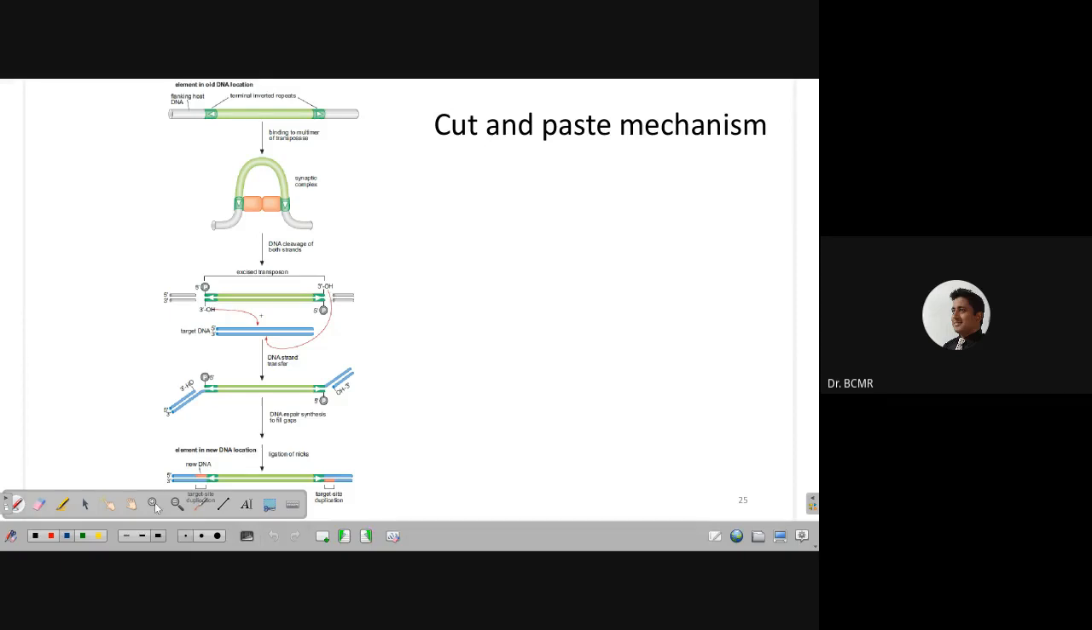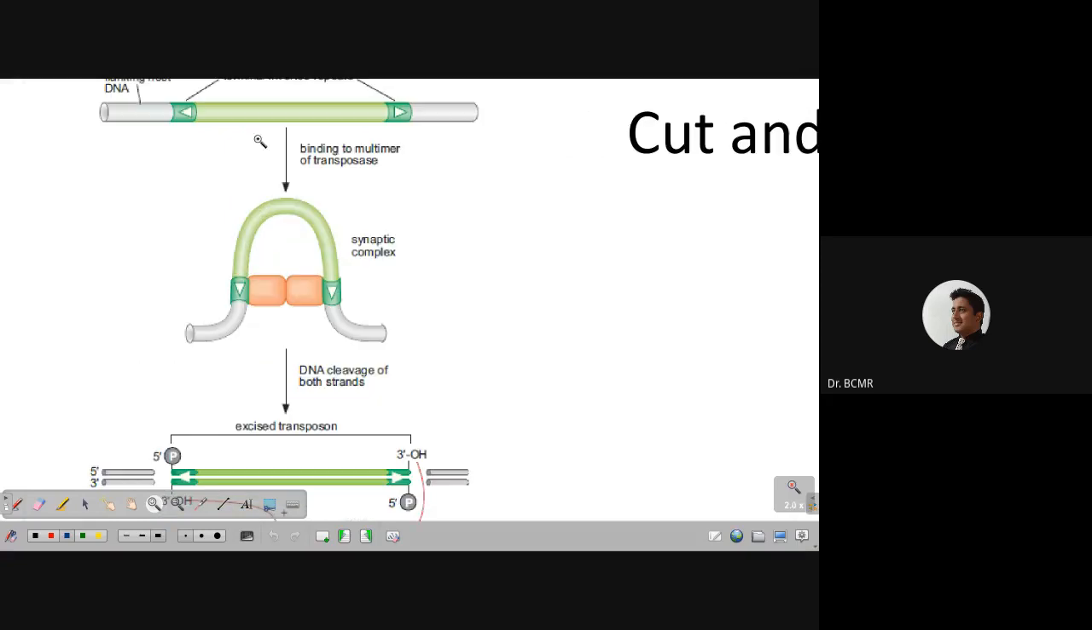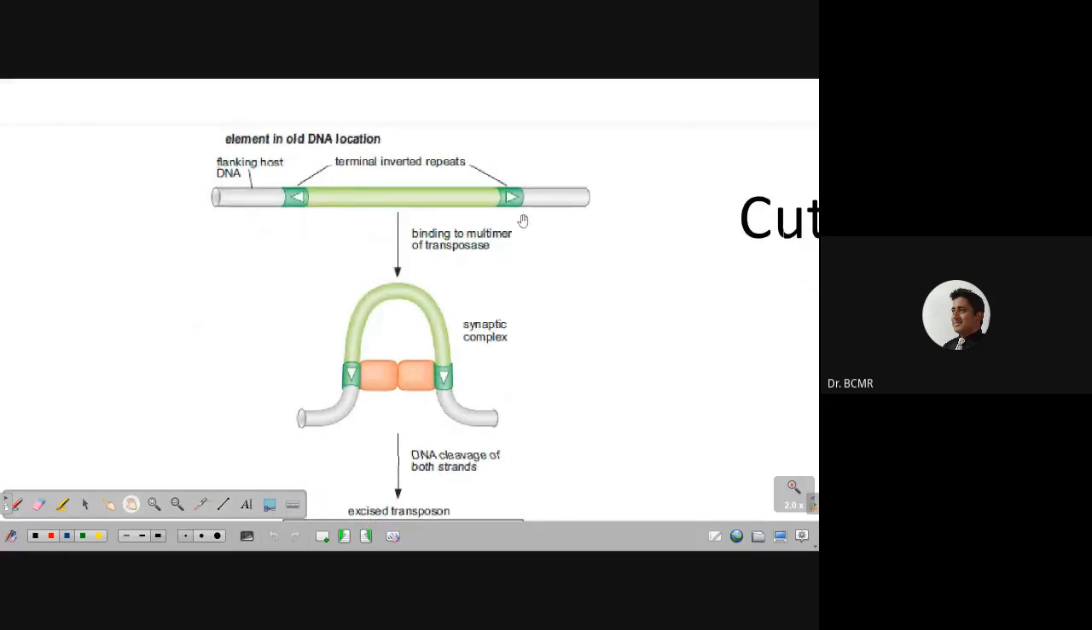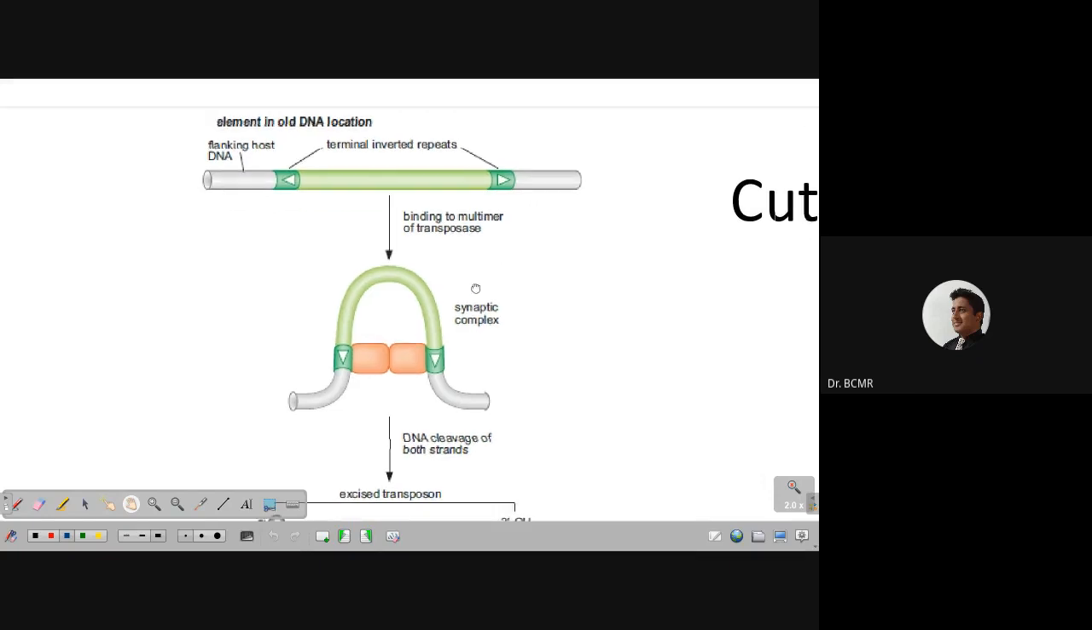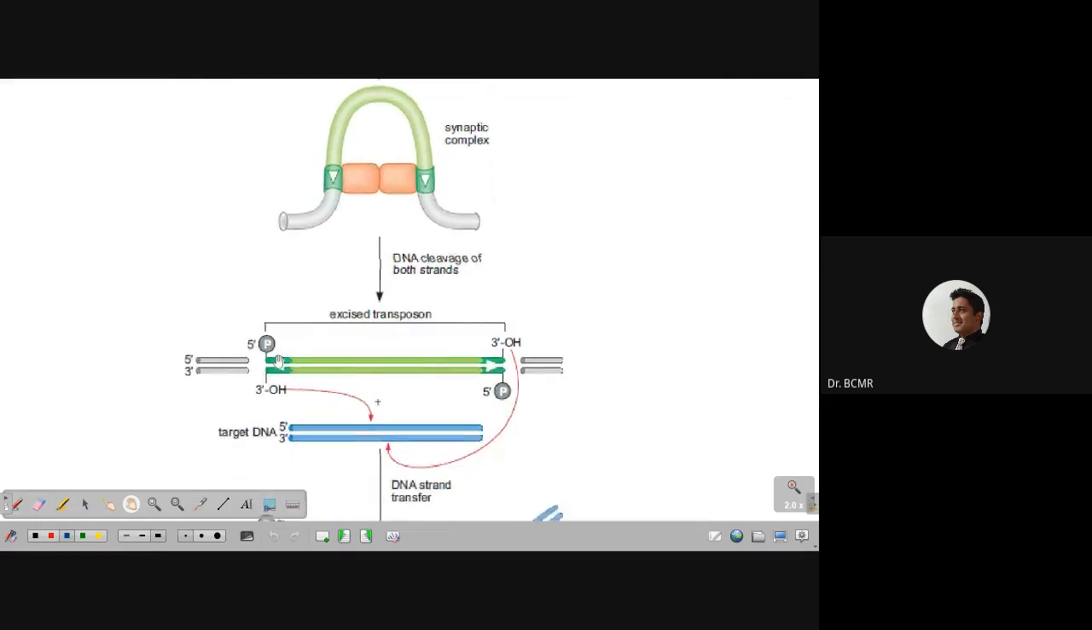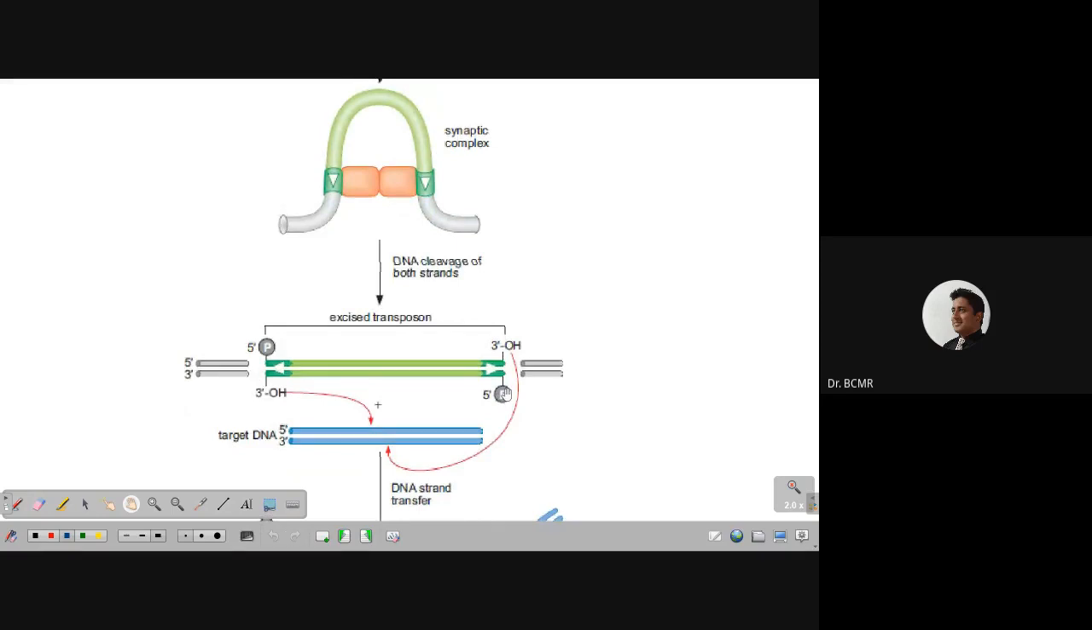Let's go and see some examples of cut and paste DNA transposons. First thing is, as I said, the requirement is to have inverted terminal repeats, and the transposase enzyme recognizes these repeats, and then it will bend the DNA and bind something like this, and then makes double strand breaks like this. We're learning about the cut and paste mechanism. Cut means it will cut off from that side and go to a new place.